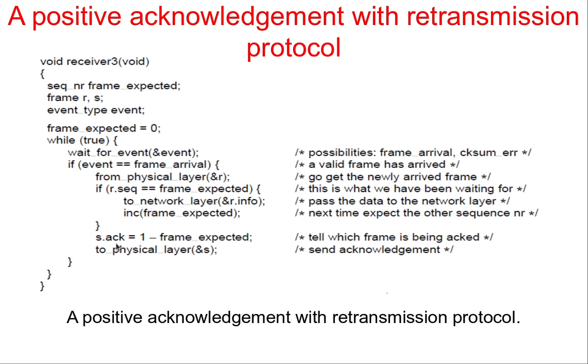So s.acknowledgement is now for whenever it was expecting 0. See, so frame_expected was here 0. So once it has successfully received, that has been given to the network layer, and now s.acknowledgement is made 1 minus frame_expected, and that's how to physical layer it is now giving that as 1. That means the previous frame has been received. That means a positive acknowledgement with a retransmission.